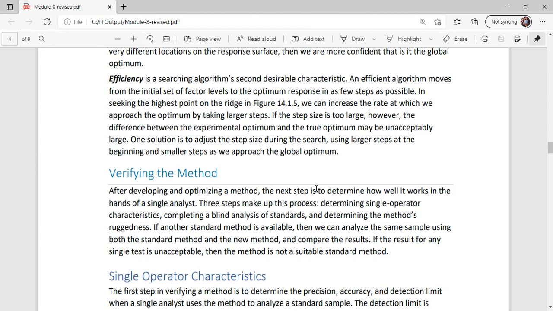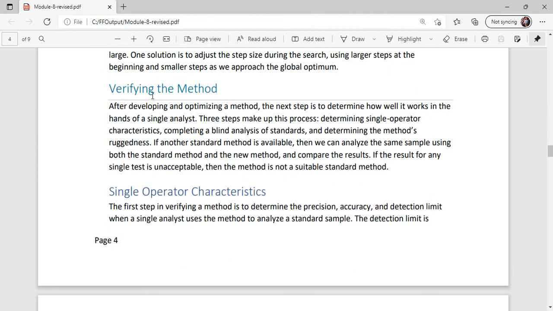Now, for verifying your method, after developing and optimizing a method, the next step is to determine how well it works in your hand for a single analysis. The three-step process is determining the single operator characteristics, completing a blind analysis of a standard, and determining the method's ruggedness. If another standard method is available, then we can analyze the same sample using both the standard method and the new method and compare the results. If the result of any single test is unacceptable, then the method is not suitable as a standard method.